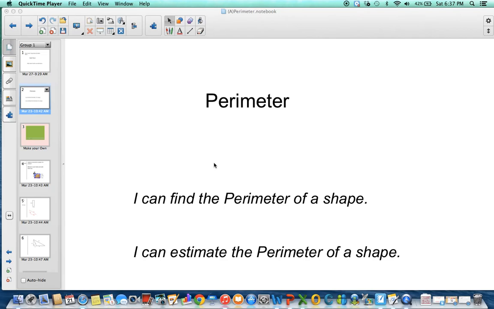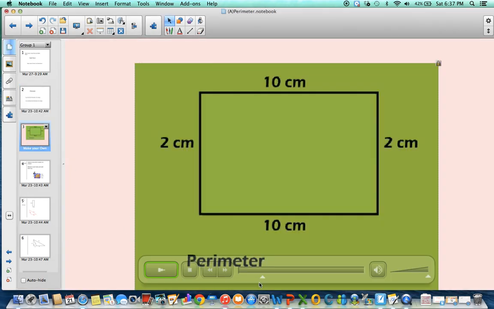Today we're going to learn about perimeter. Your learning objectives are: I can find the perimeter of a shape, and I can estimate the perimeter of a shape. We're going to start with a little song.